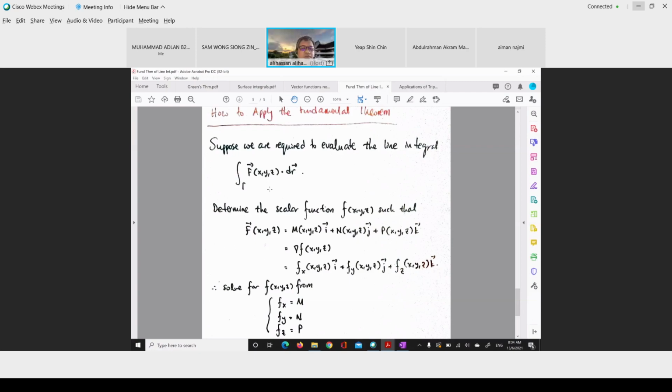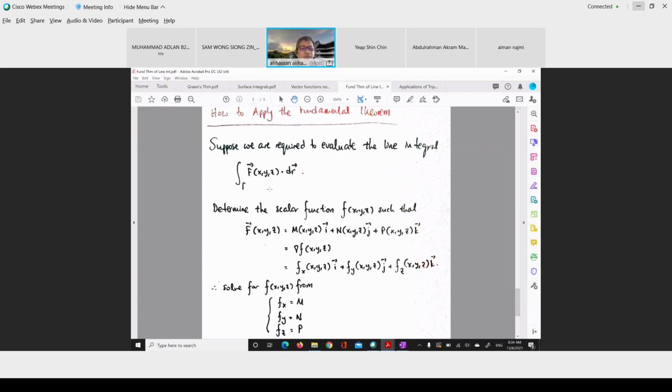Then the line integral of the vector field F, which is also equivalent to this alternative form, is equal to the double integral over this region omega here, where the integrand is N partial x minus M partial y dA. Okay, look at this line integral.